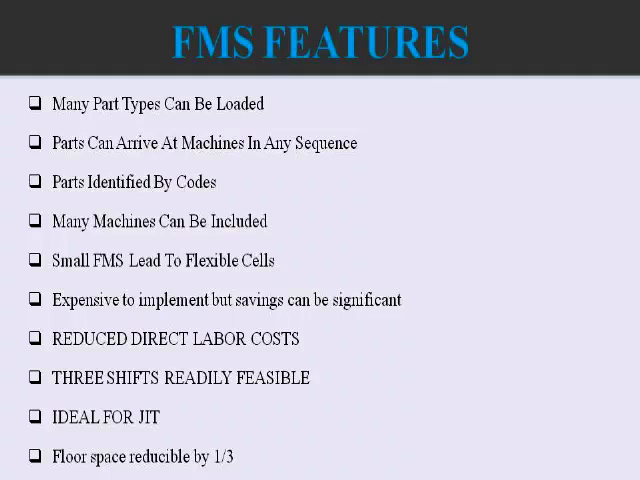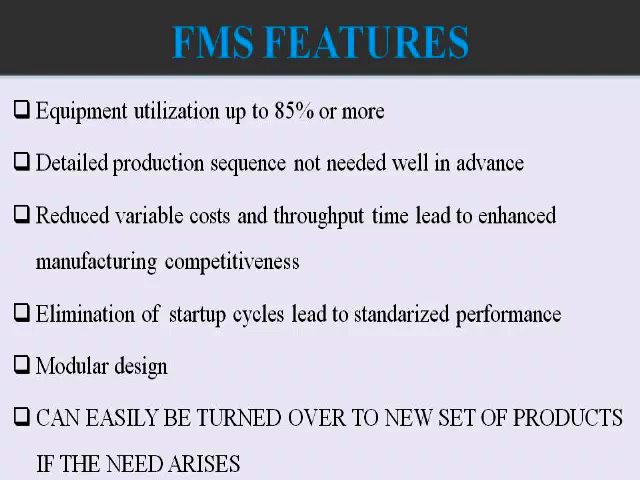Because of automated material transfer and all CNC machines or automated workstations, FMS installation cost is very high. However, the return on investment is very high. You can get back the investment maybe within 5 to 10 years. Expensive to implement, but savings can be significant. Reduced direct labor costs, 3 shifts continuously feasible, and it is ideal for just-in-time system. You can also utilize the floor space efficiently.